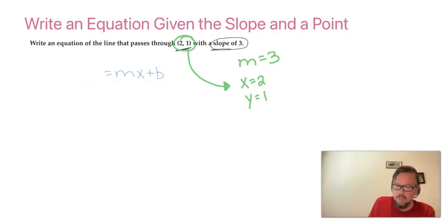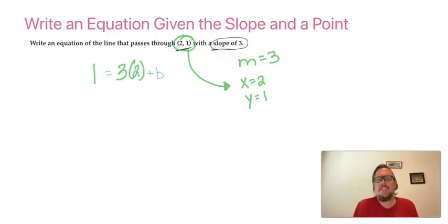Let's replace the y with our 1. We'll replace the m with 3. And we're going to replace the x with 2. I'm going to replace the x with 2 in parentheses because it's m times x, and I don't want to accidentally mistake that for 32. It's 3 times 2. So we've got everything in this equation except for the b.